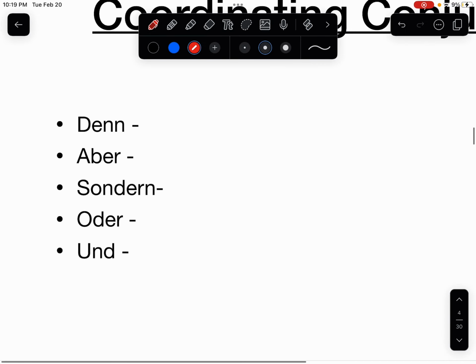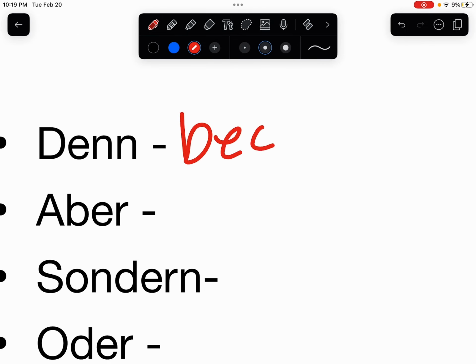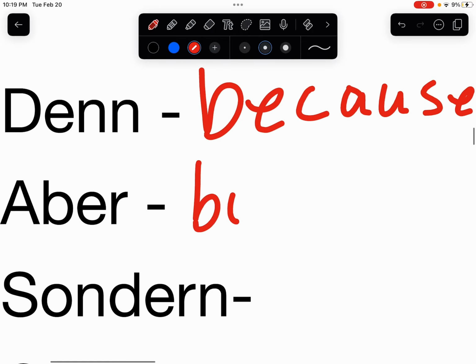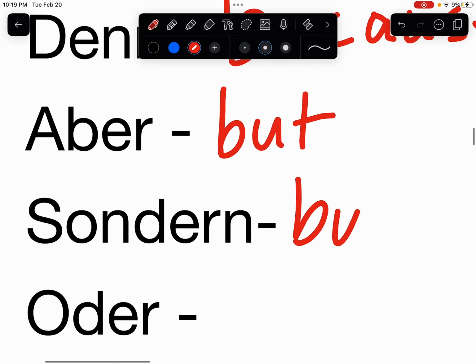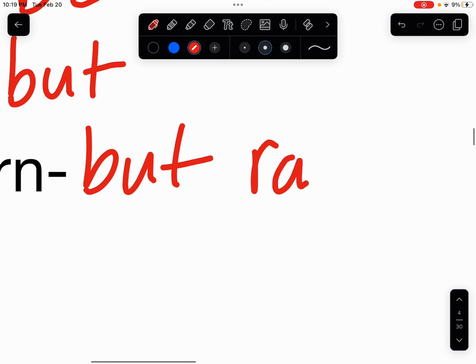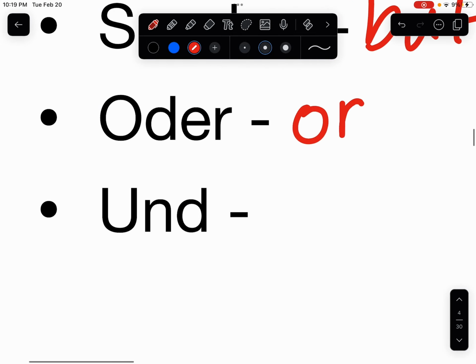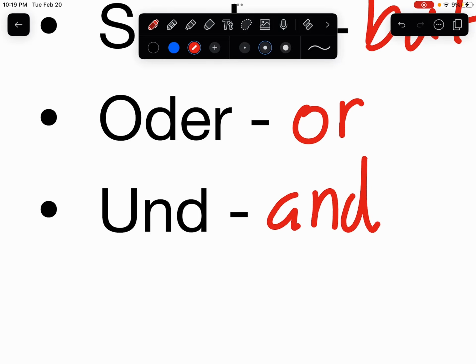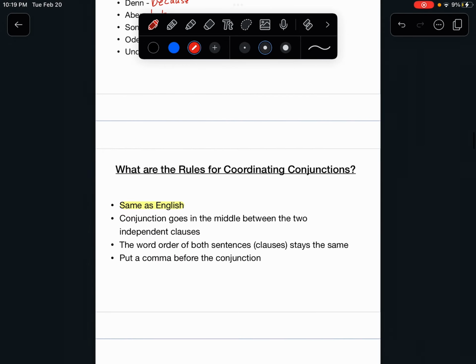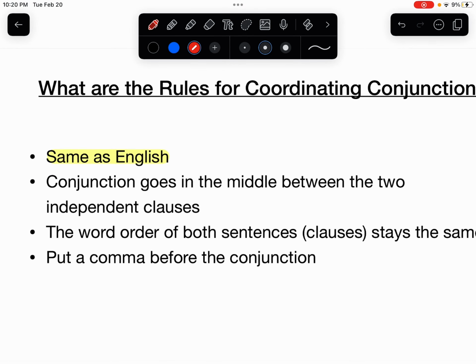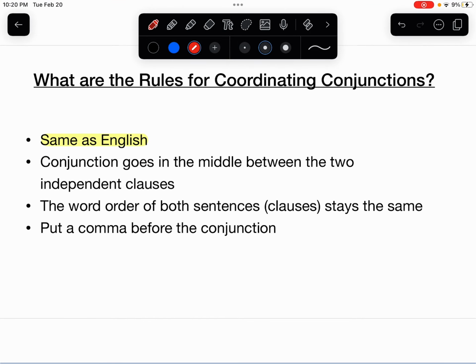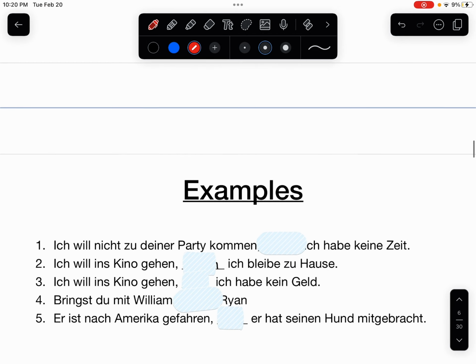Coordinating conjunctions, we have denn, meaning because, aber, meaning but, sondern, meaning but, rather, oder, meaning or, and und, meaning and. What are the rules for coordinating conjunctions? The rules are the same as English. The conjunction goes in the middle between two independent clauses. The word order of both sentences stays the same, and you put a comma before the conjunction.